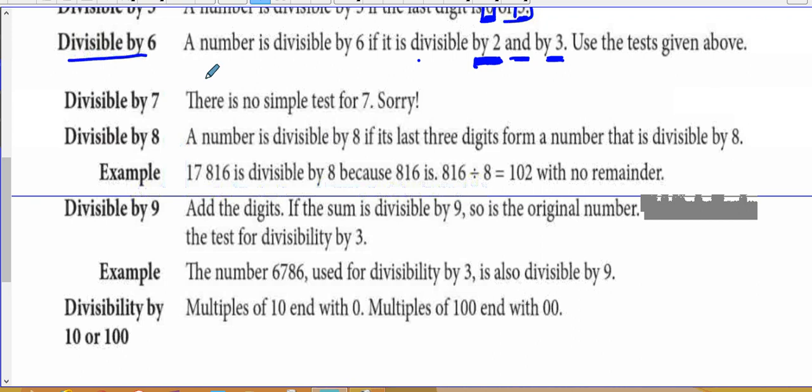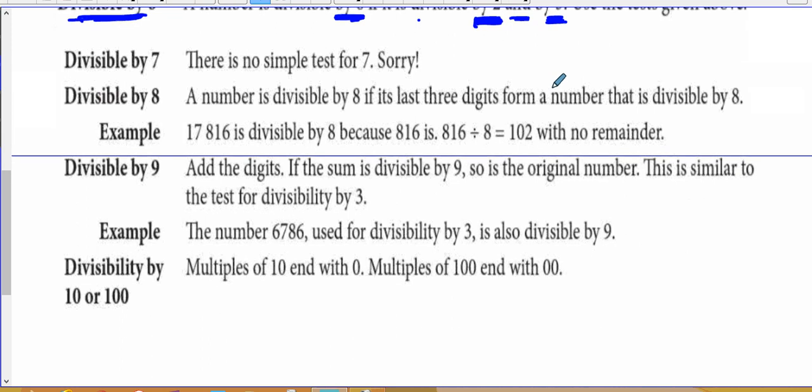So we say a number is said to be divisible by 6 if it is divisible by both 2 and 3. Divisibility by 7 doesn't have a simple test, so for divisibility by 7, you can ignore that for now.